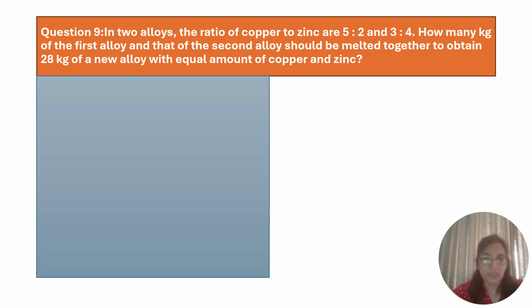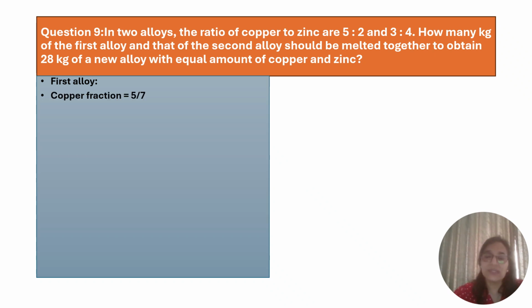So in question number 9, the ratio of copper to zinc are 5:2 and 3:4. How many kg of the first alloy and that of the second alloy should be melted together to obtain 28 kg of a new alloy with equal amount of copper and zinc? Now this type of question, we just need to break it into two parts.